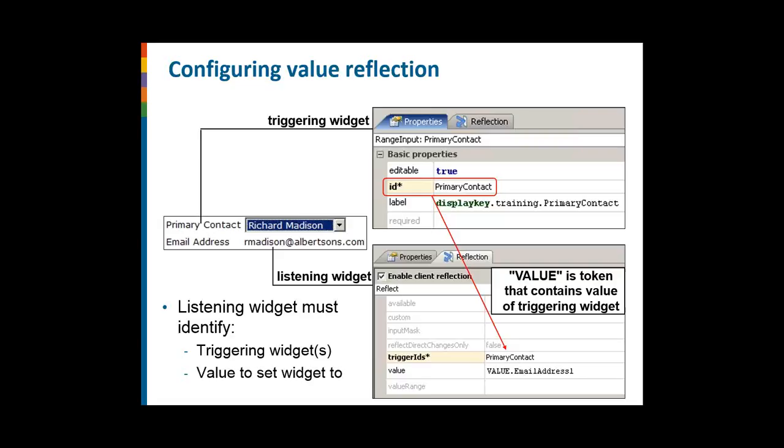In order to get that, we have to use one token available in the runtime. That is called value. Value is a token that contains the value of the triggering widget. So the primary contact will be referenced by the value token. So here value.emailAddress1 is nothing but primaryContact.emailAddress1. But in general we will be using the value syntax only. Not directly the entity name or entity fields.